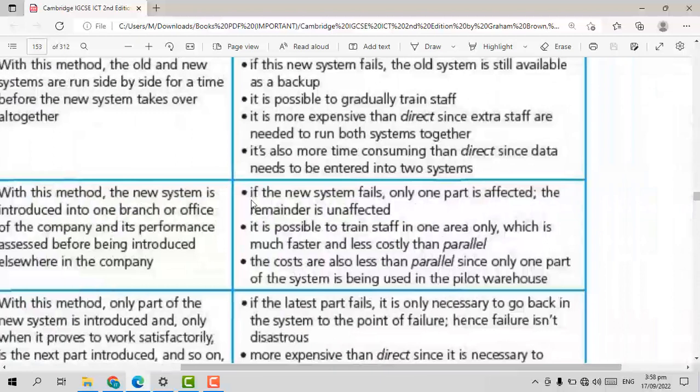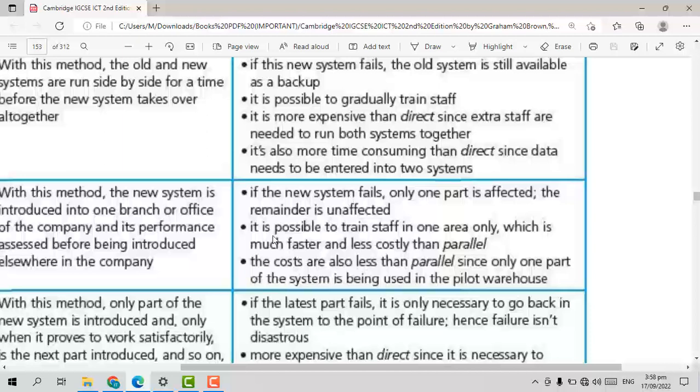If the new system fails, only one part is affected. The remainder is unaffected. So if the new system fails, only one branch is going to stop, but the rest of the branches are still operable, right? Operational, right?